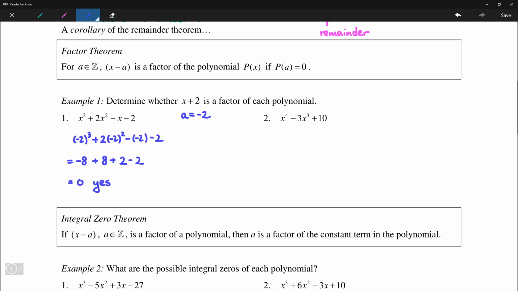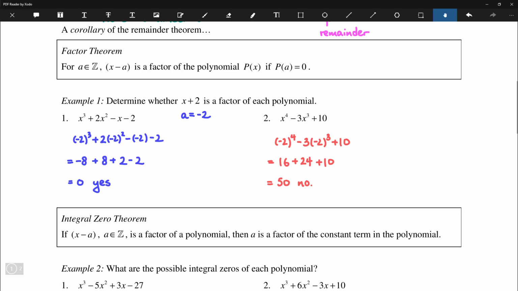Likewise here, substitute in negative 2. So we have negative 2 to the 4th power minus 3 times negative 2 cubed plus 10. So that will, of course, be 16 plus 24 plus 10. And that will not be 0, that will actually be 50. So x plus 2 is not a factor of this polynomial that we started with, so that's a no.